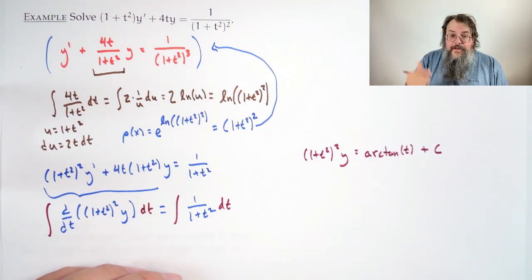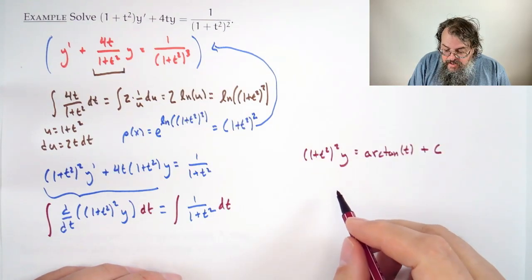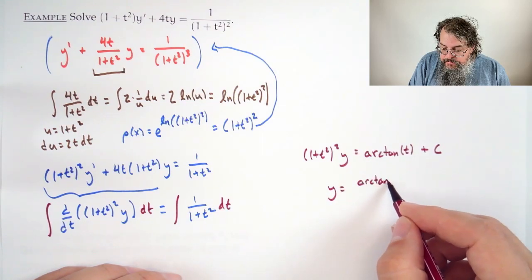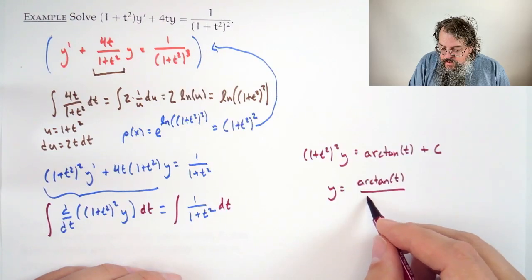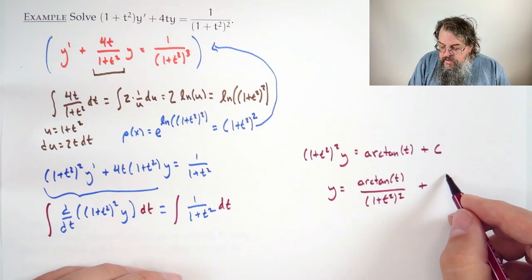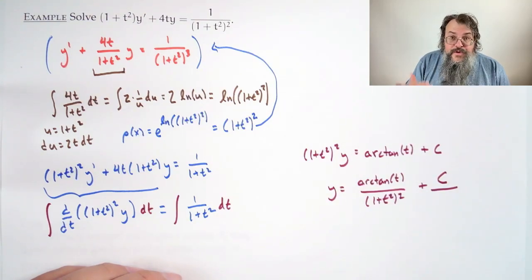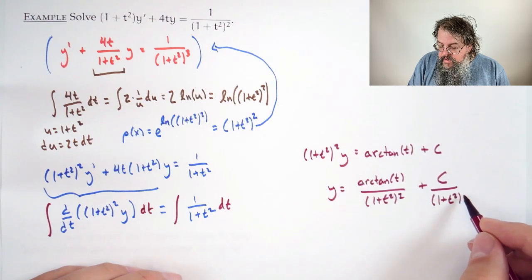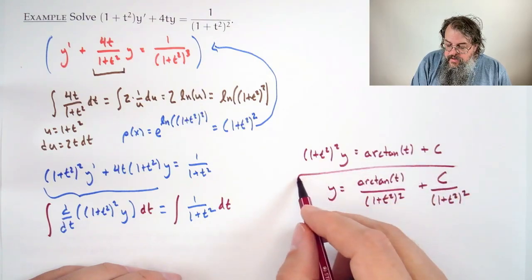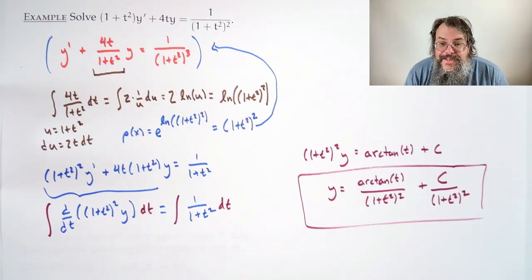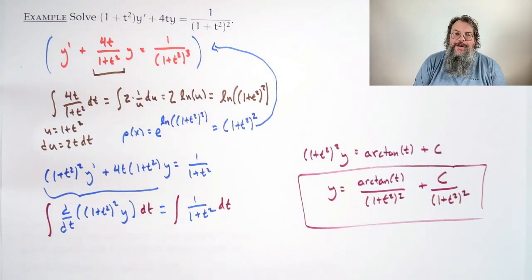So, finally, to solve for y, divide through, and we end up with y is equal to arctangent of t over 1 plus t squared squared plus some constant, whatever suits our purposes, over 1 plus t squared squared. And no initial conditions, so that's it. Our final answer. What a great problem. What a fun problem.